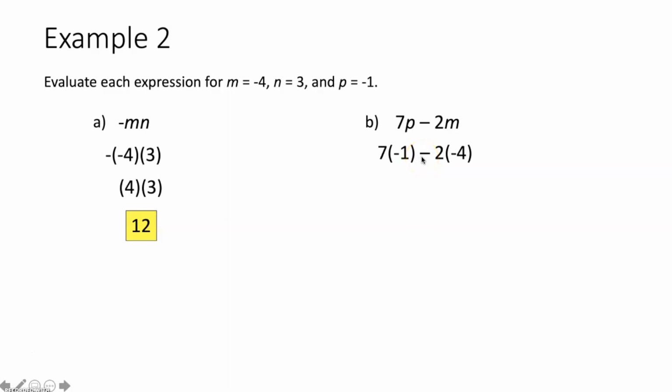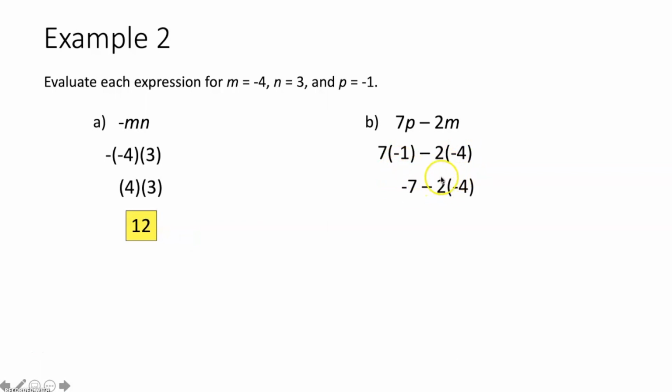So what do we do first? Well, we use the order of operations, PEMDAS. We start with parentheses. Is there anything to do inside the parentheses? No. Then we go to exponents. Are there any exponents? No. Then we do multiplication or division from left to right. Is there multiplication? Yes, we can multiply the 7 times the negative 1, and since we're multiplying two numbers that have different signs, we know that our answer is going to be negative. So 7 times negative 1 is going to be negative 7.